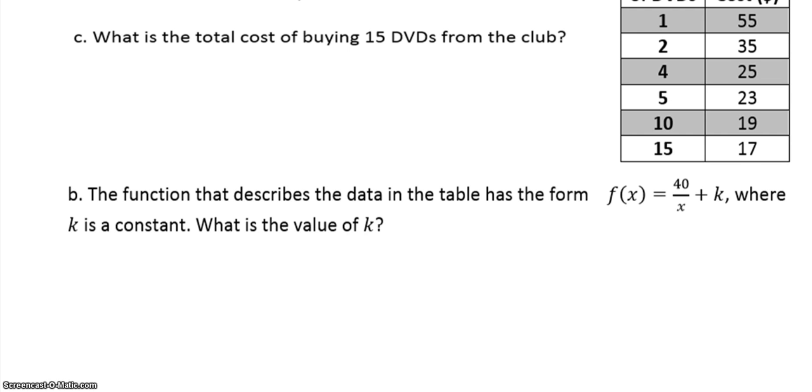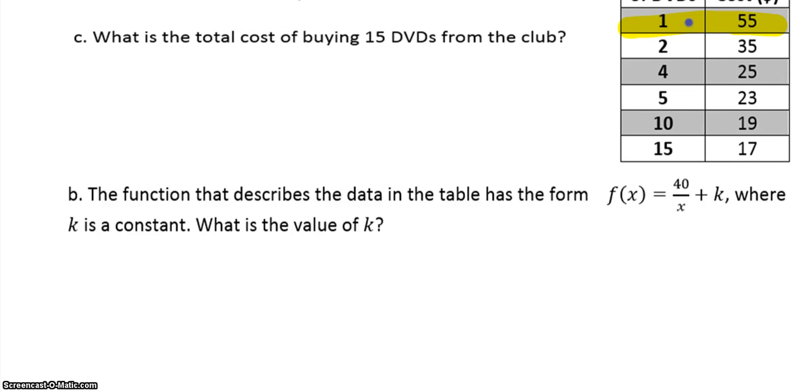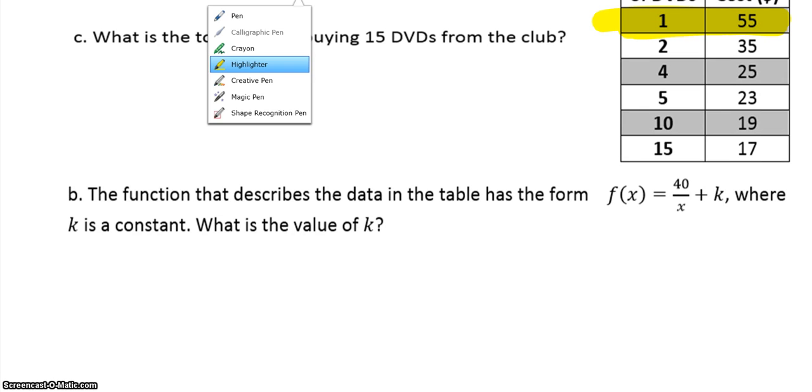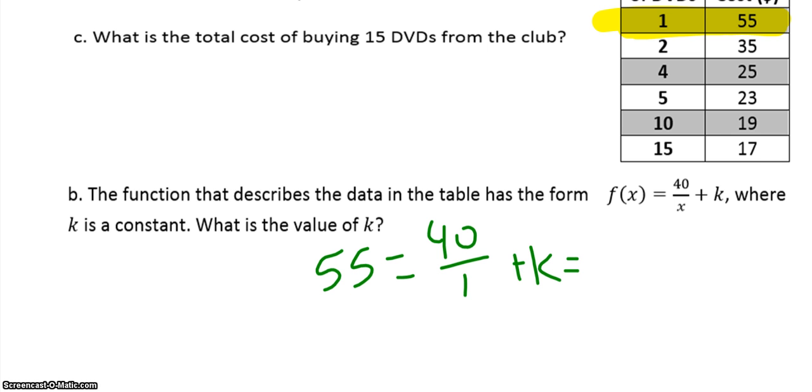The cool thing is, in the table, they gave you a bunch of x and y values. So you can take those x and y values and plug them in to figure out what your k is. I'm going to use 1 and 55. 1 is my x, 55 is my y, so that means 55 is f of x. So 55 equals 40 divided by 1 plus k. What is 40 divided by 1, you might ask? It's 40. So we have 40 plus k.